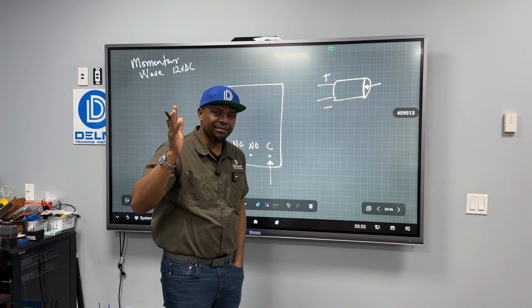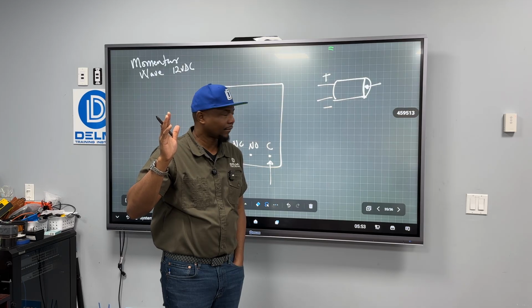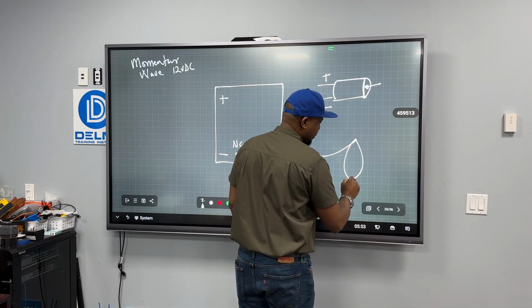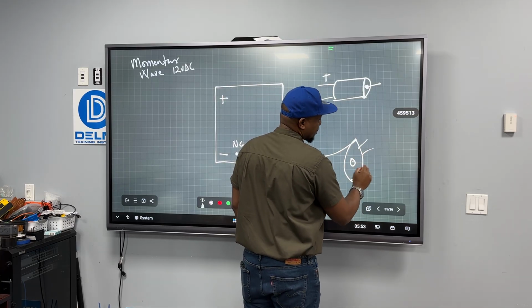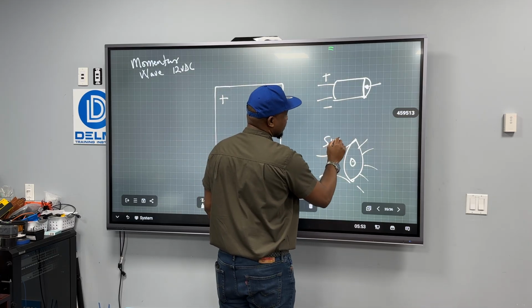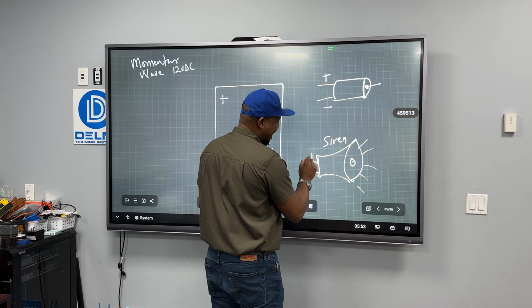Now I need one more output device. Come on, guys. Output devices. Siren. Buzzer, light. So I got a siren. Plus, minus.